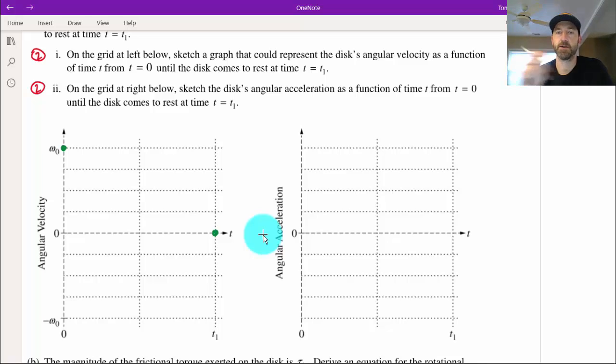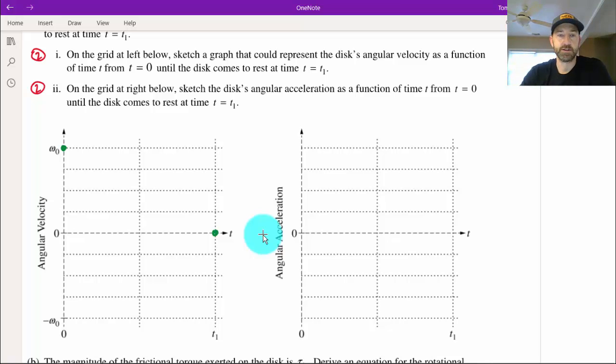There's no requirement on any of these AP questions that you do part 1 completely, finish it, and then go to part 2. Sometimes it's a good idea to look at all the parts within a question set just to make sure there's nothing that's going to give you an answer, and then you don't have to go back and erase. So for part 2, it's asking us what the angular acceleration is going to look like.